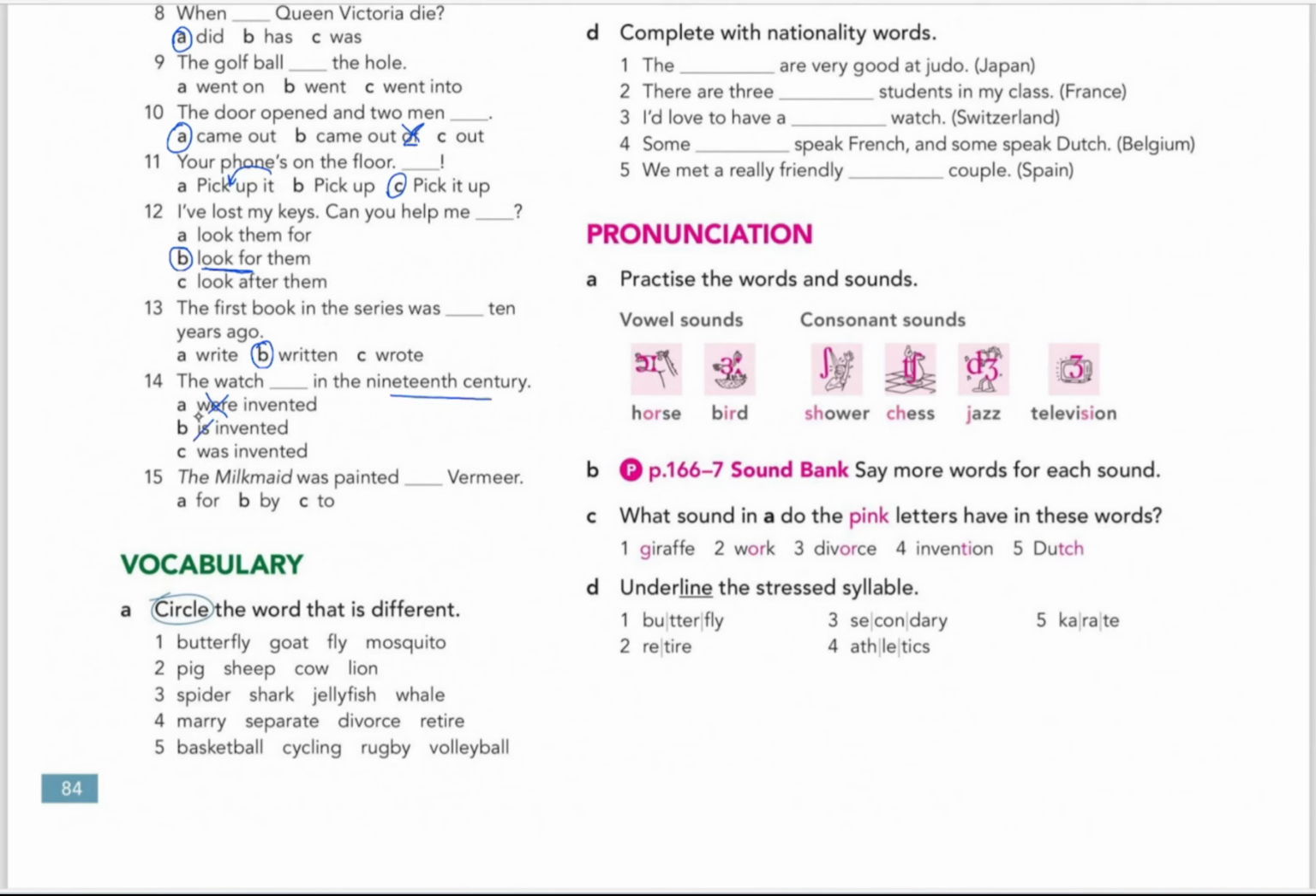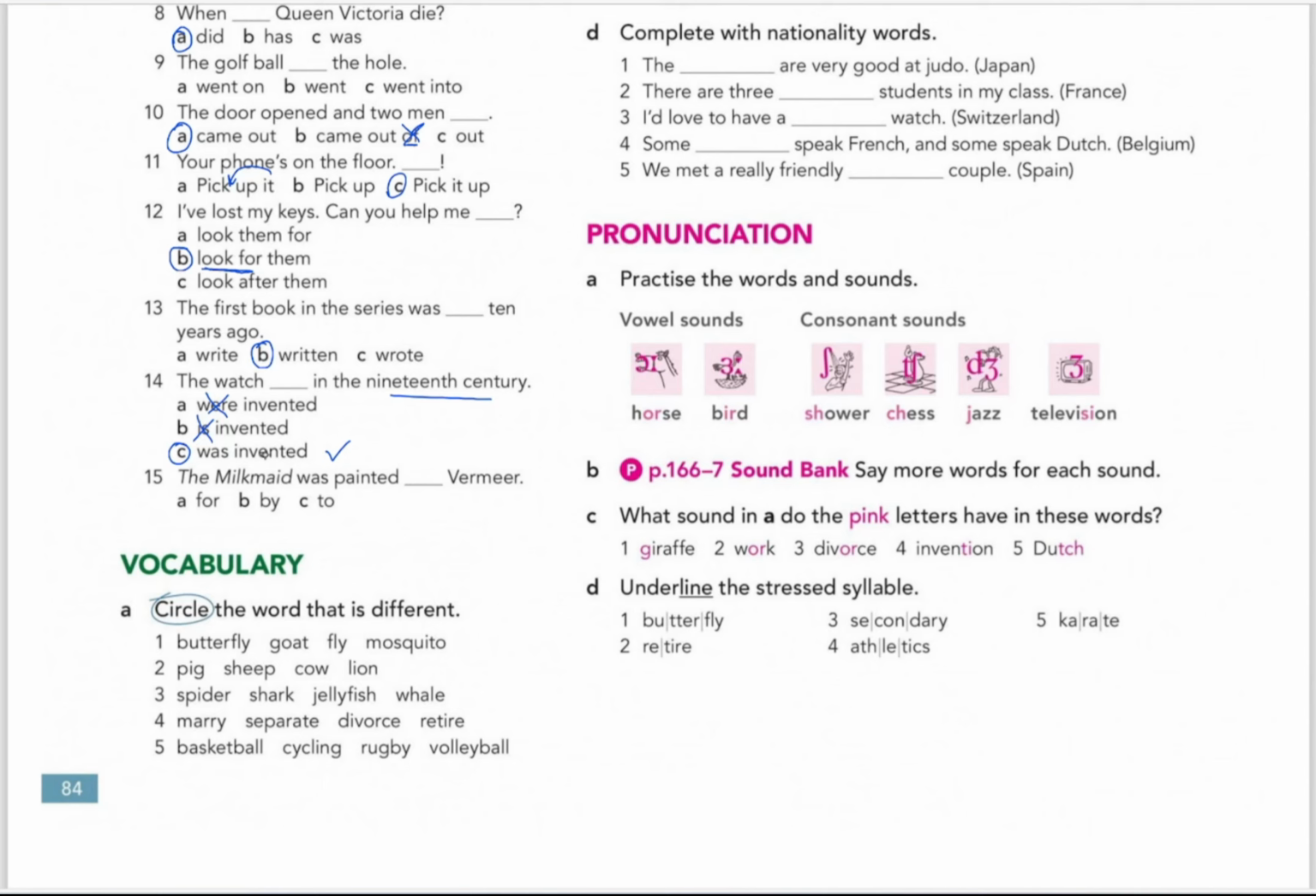So for past simple, we can't use is. So the only option is was invented. And that makes sense because the watch is singular. For the past time, we say was. Invented, this is past participle. There's a proper passive voice. That is correct.